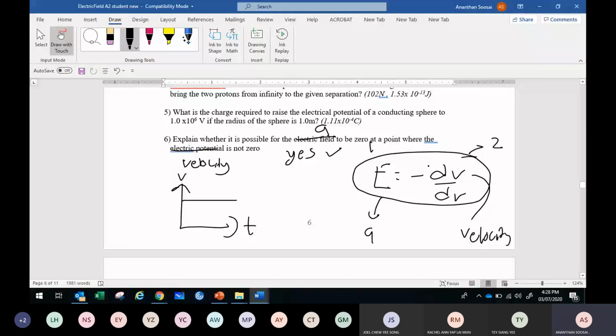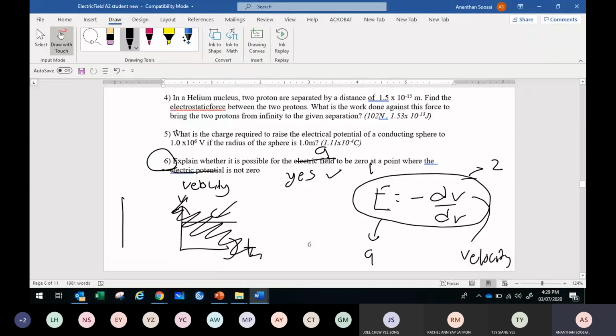I can't draw this, sorry. The point where the velocity is not zero. Yeah, correct, constant can. So this graph is applicable. V is constant, so electric field strength can be zero if the potential is constant. If potential is constant, not zero but constant, the electric field could be zero. So yes, the answer is yes. So E is the answer.